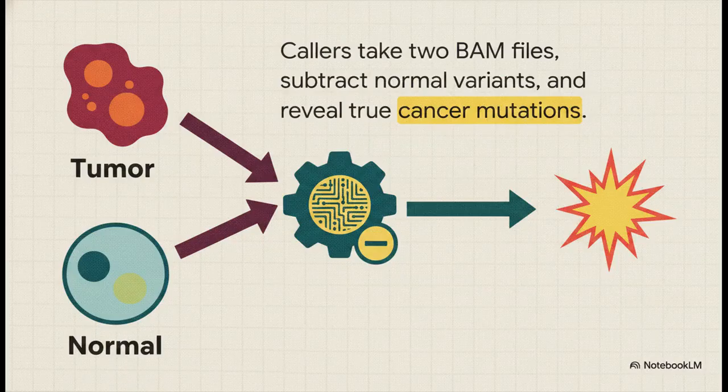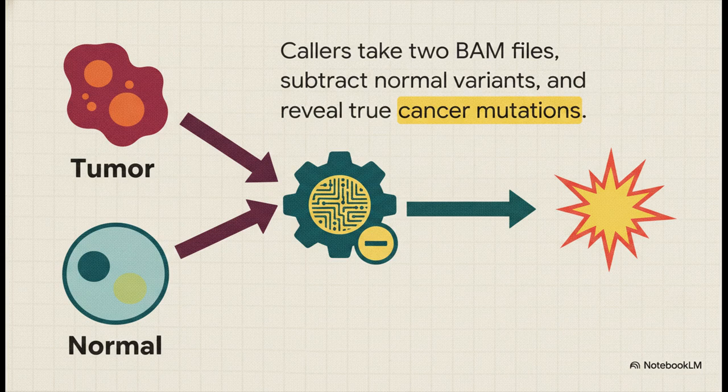Now contrast that with somatic analysis. Somatic mutations are acquired, right? They're the specific drivers of a tumor. So to find them, the software has to analyze two files at the exact same time. Callers like MuTect2 require a paired run. So you input a BAM file from the tumor, sure, but you also have to input a BAM file from a matched normal tissue, like blood, from that exact same patient.